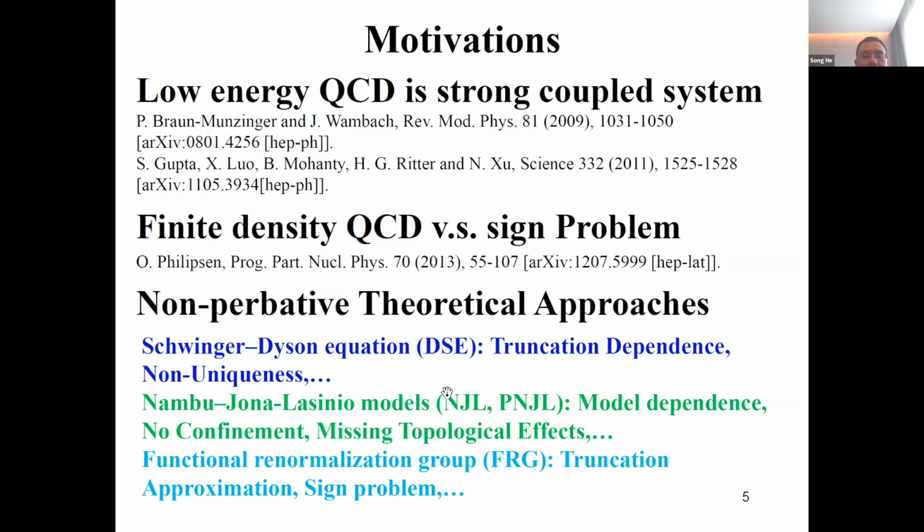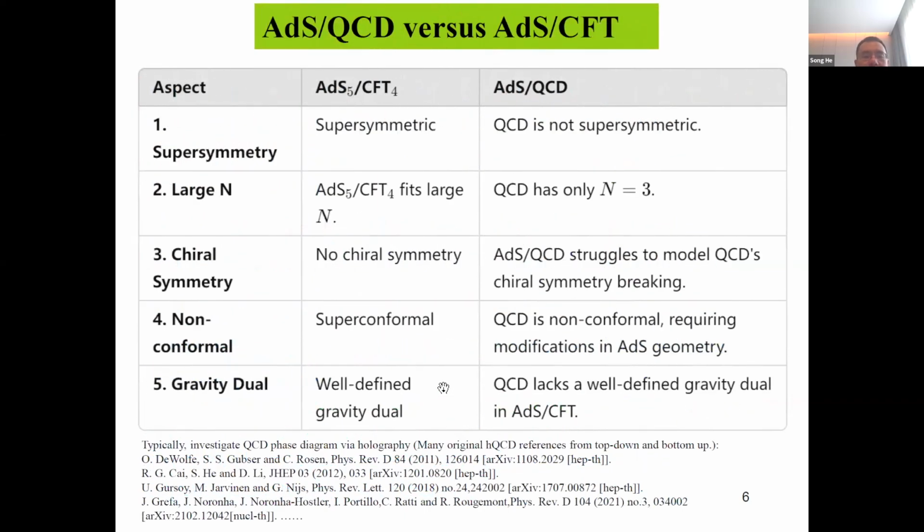In this work we will try to apply AdS/CFT to understand QCD. But you know that QCD is highly different from a conformal field theory, and there are several big gaps between AdS/CFT and AdS/QCD. For example, the first is that typically AdS5 corresponds to N=4 super Yang-Mills theory. This is a highly supersymmetric theory, but our QCD is non-supersymmetric.